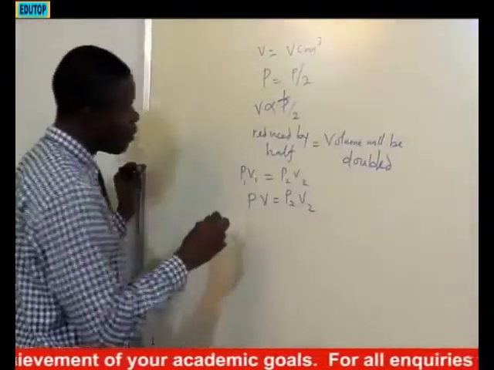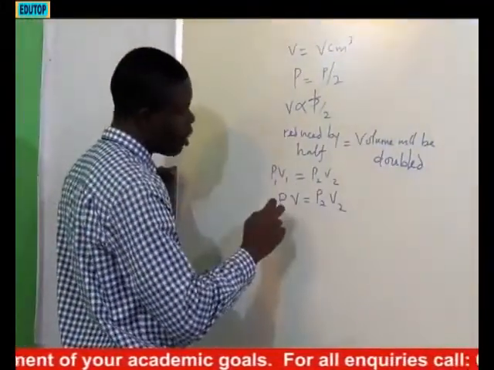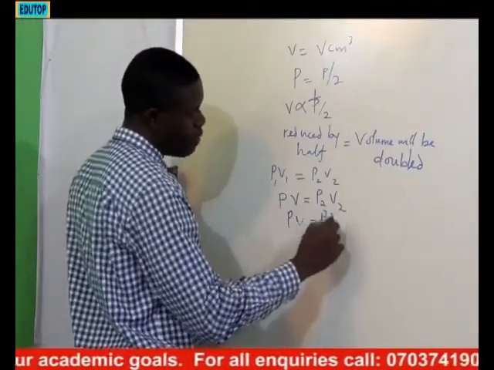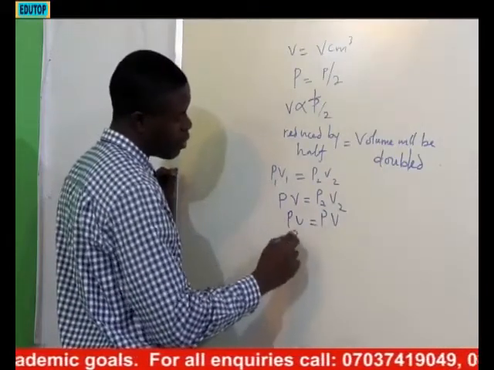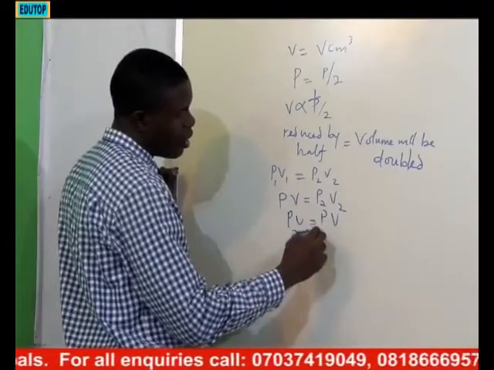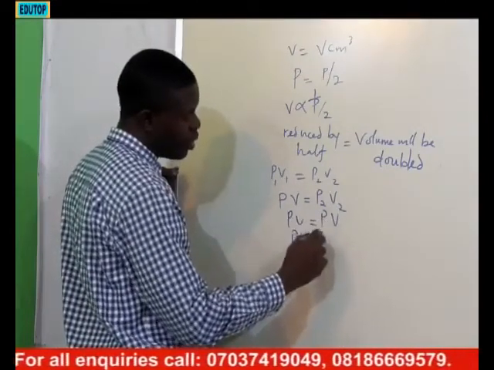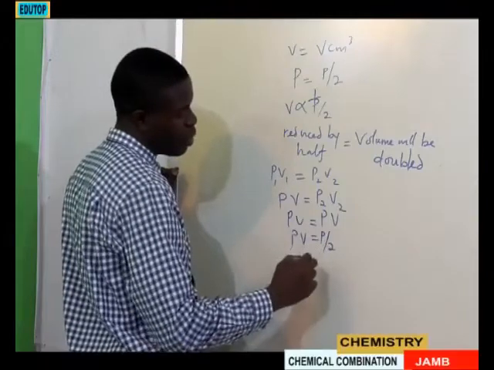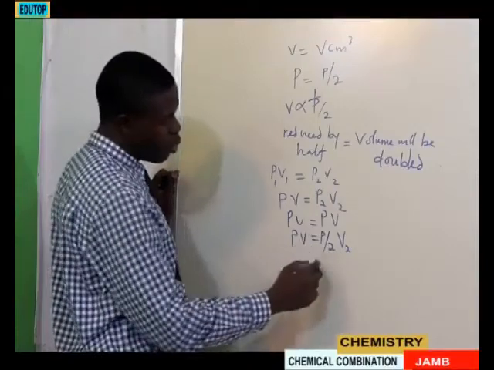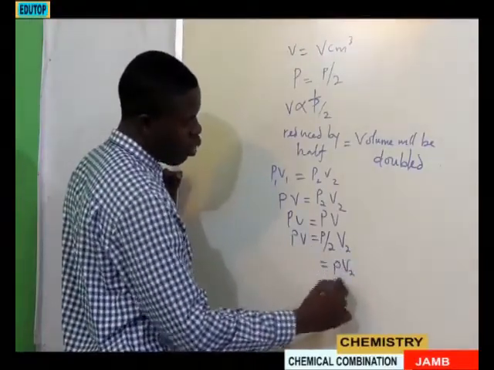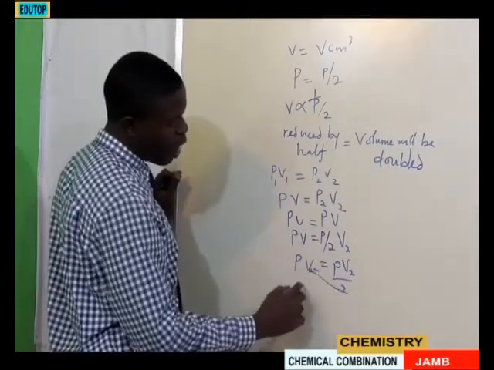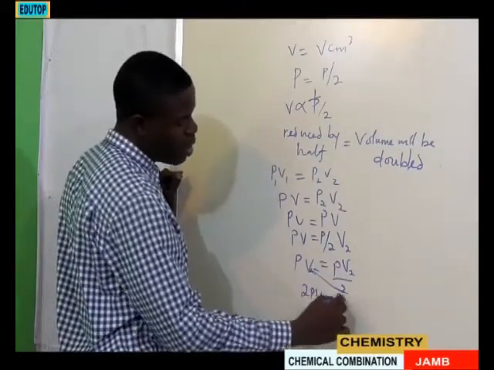So if you have the new volume, automatically we have PV. So this pressure, we have our V. Then we now have, let's say, this new pressure is reduced by 2. Then we have our new volume. So here now, we have PV2 over 2 equals PV. So now, by the time you cross multiply, you're going to have 2PV equals PV2.